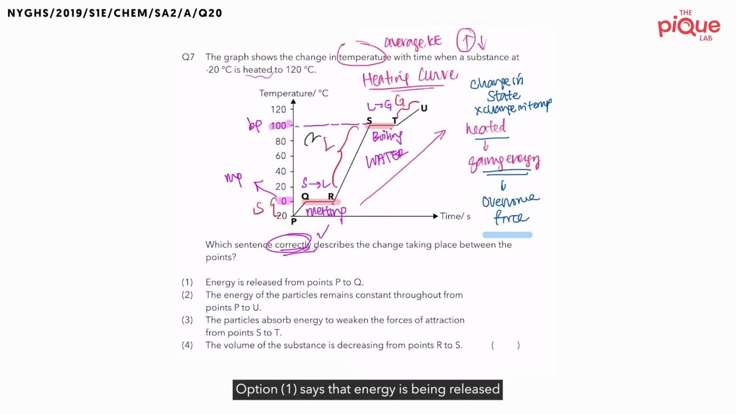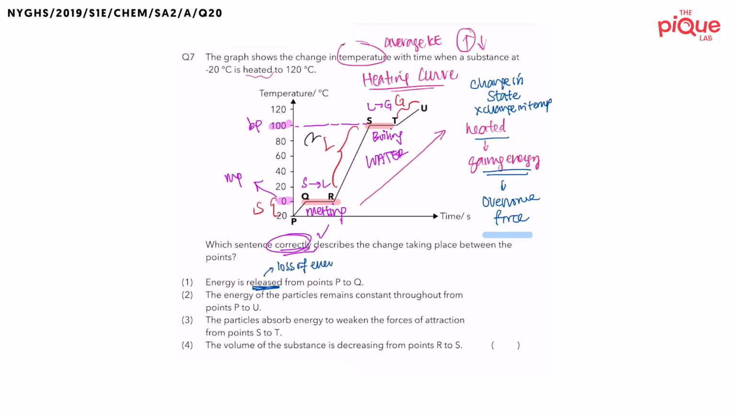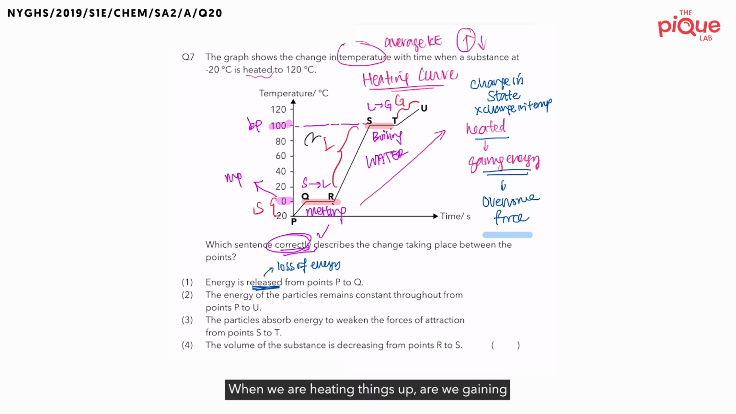Option 1 says that energy is being released from points P to Q. What does a release of energy mean? A release of energy refers to a loss of energy. When we are heating things up, are we gaining or losing energy? When we heat things up, we are actually gaining energy, as we have written over here. We are gaining energy, and that is why the curve is going up. Hence, this option is incorrect.